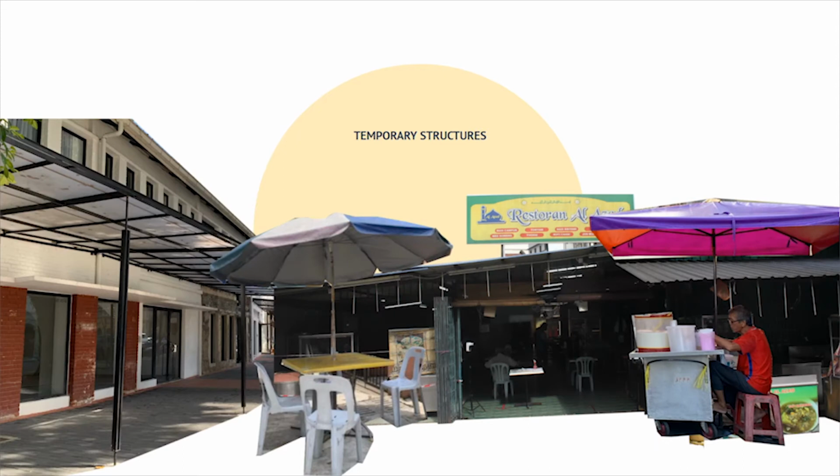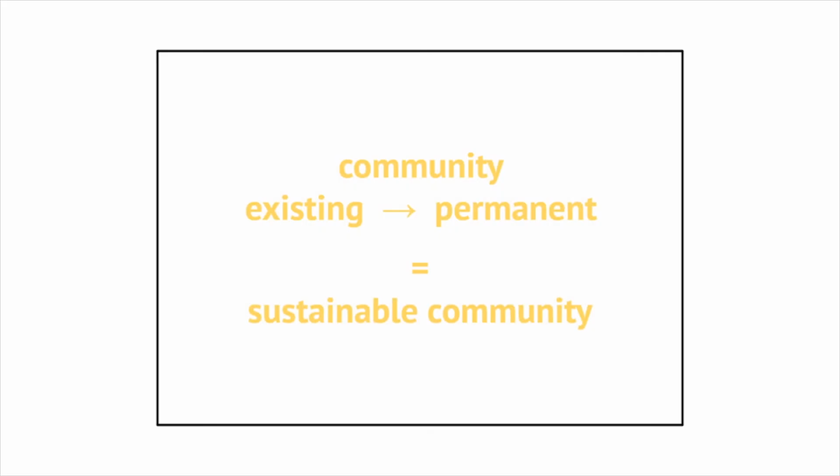Around the site, the usage of space are largely accommodated with temporary structures. There is also a lack of green space and no dedicated spots for the community other than eateries. So the main idea here is to introduce the existing community and make them permanent by accommodating them in the residential dwelling to make a more sustainable community.